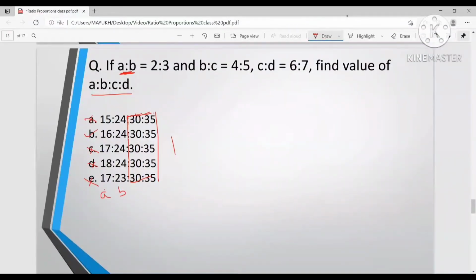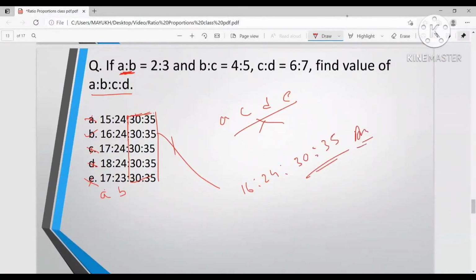I can say A, C, D, and E are not satisfying. So hence B, that is 16 is to 24 is to 30 is to 35, is my answer. Now what I want is for you all to solve this sum by the traditional method, and let me know if you face any difficulties.